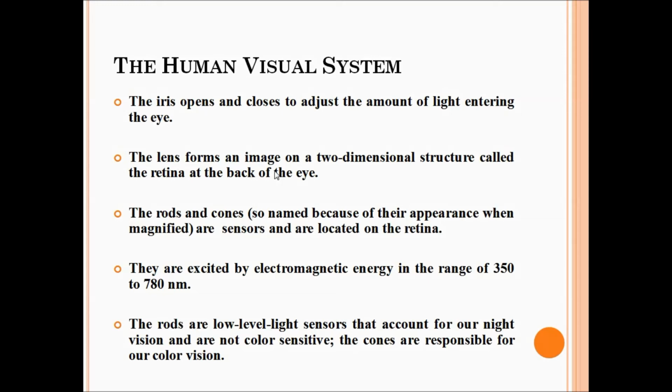And one more important thing: rods are low-level light sensors, mainly accounting for our night vision. So rods are mainly used for night vision and are not color sensitive. This is very important. Rods are not color sensitive, but cones are responsible for our color vision, right, guys?